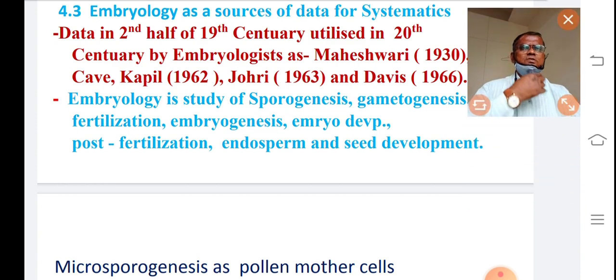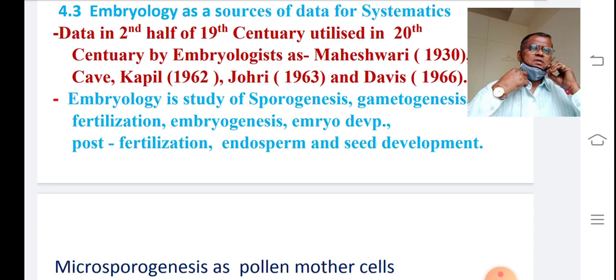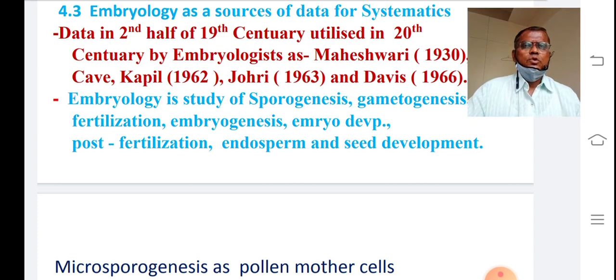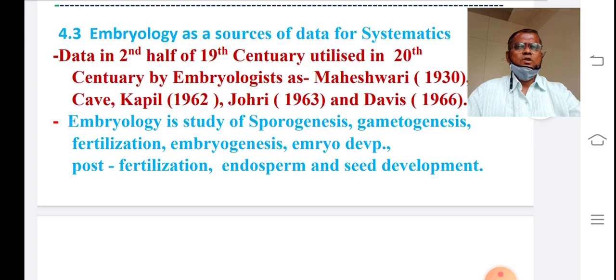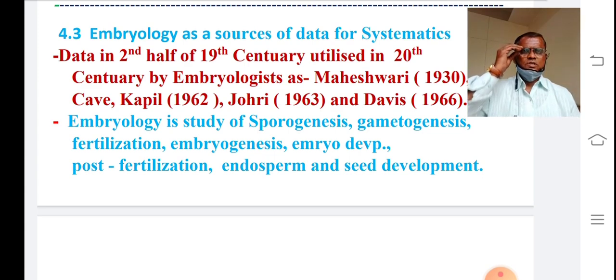So what is embryology? Embryology is the study of sporogenesis, gametogenesis, fertilization, embryogenesis, embryo development, post-fertilization endosperm development, and seed development. Generally, while in anatomy you see specific words, like this in embryology these words you have to remember properly, their spellings and their references. So what is sporogenesis? Sporogenesis is related to the pollen grain or spore development.